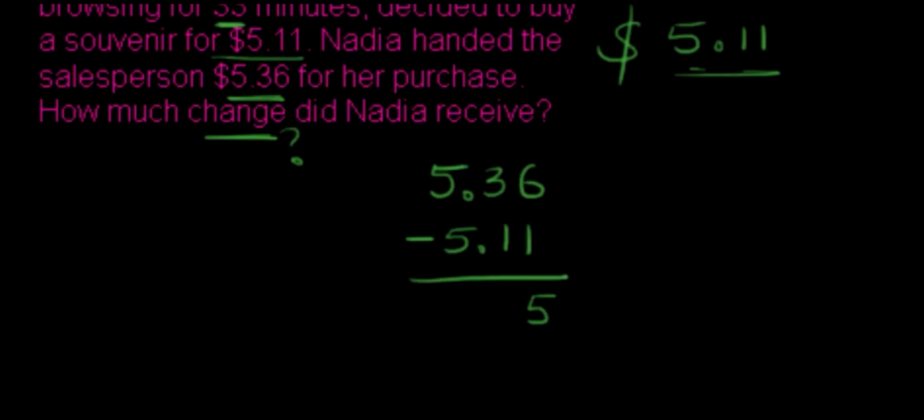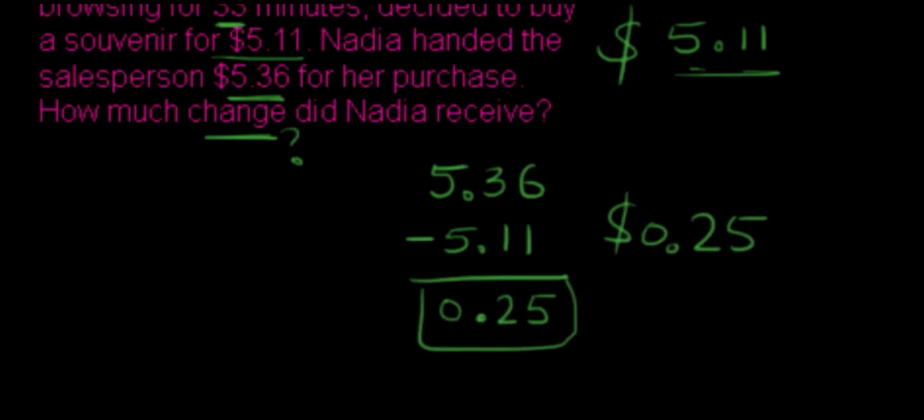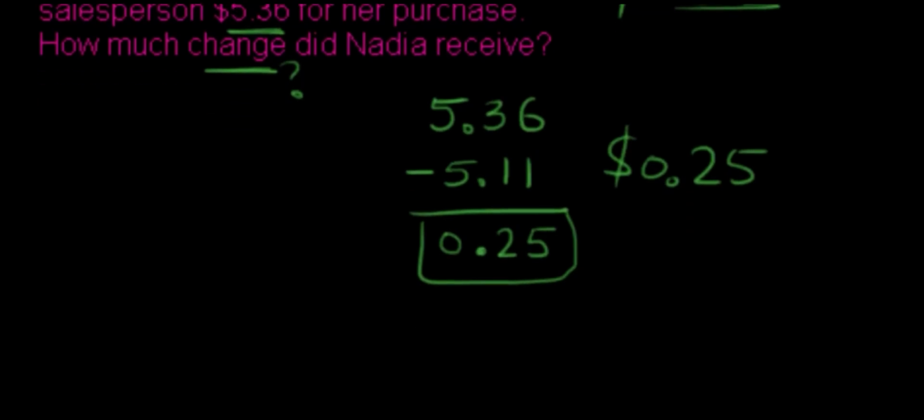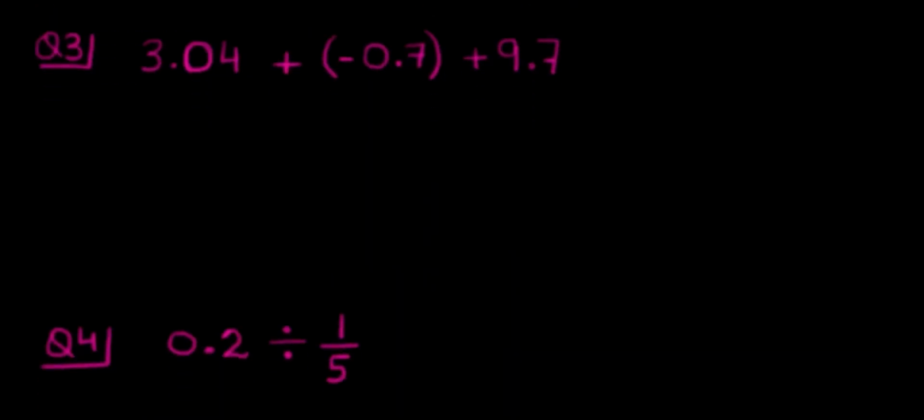6 take away 1, 5. 3 take away 1, 2. Decimal follows the decimal. 5 take away 5, nothing. So she only gets 25 cents back, or $0.25, whichever way. Okay, next question. Pause the video, because remember, when the teacher's solving, it's like, oh, this is so easy. To have a better understanding of where we are, we need to pause the video, attempt it ourselves, come back to it, and double check.